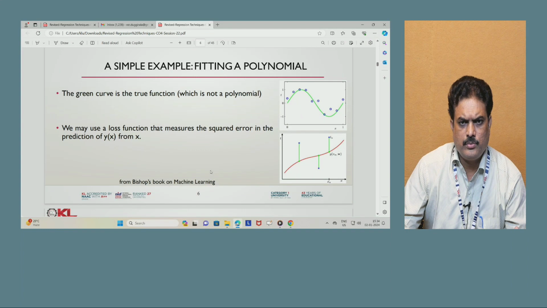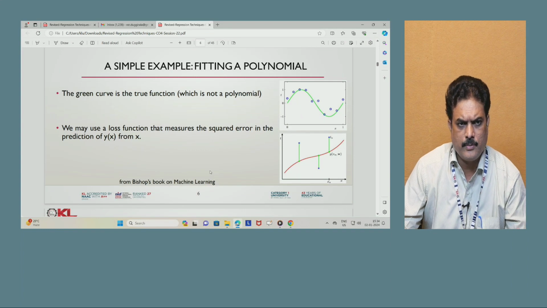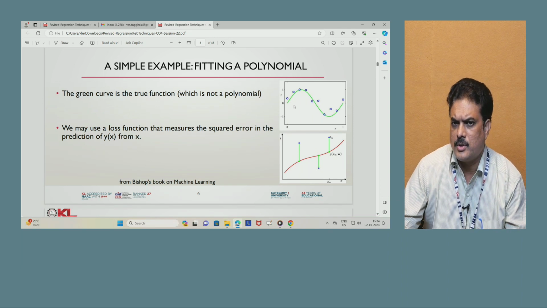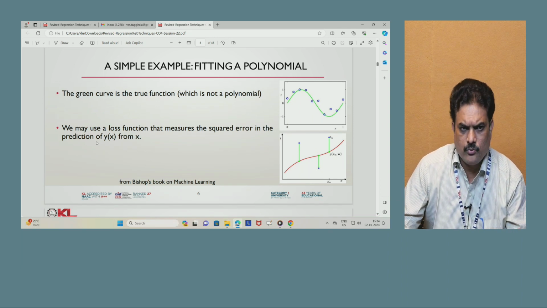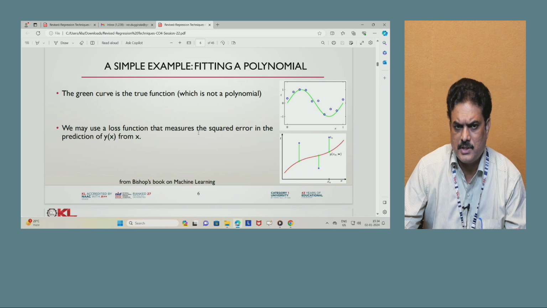A simple example is fitting a polynomial. The green curve in the diagram is the true function, which is not a polynomial, and we may use a loss function that measures the squared error in the prediction of y(x) from x.